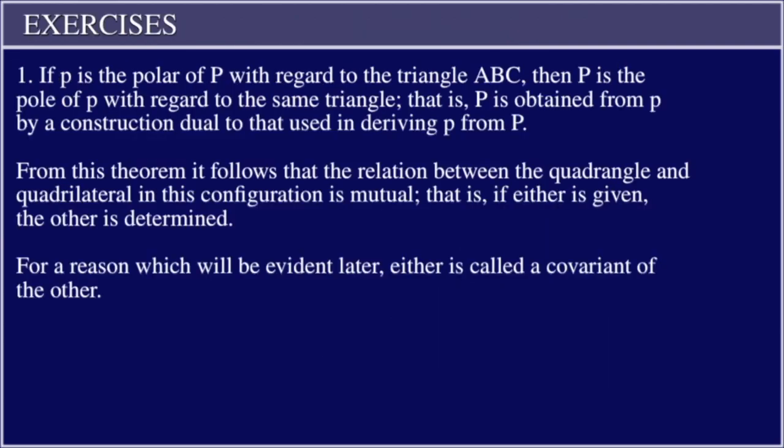Exercises. 1. If P' is the polar of P with regard to the triangle ABC, then P is the pole of P' with regard to the same triangle. That is, P is obtained from P' by a construction dual to that used in deriving P' from P. From this theorem it follows that the relation between the quadrangle and the quadrilateral in this configuration is mutual. That is, if either is given, the other is determined. For a reason which will be evident later, either is called a covariant of the other.